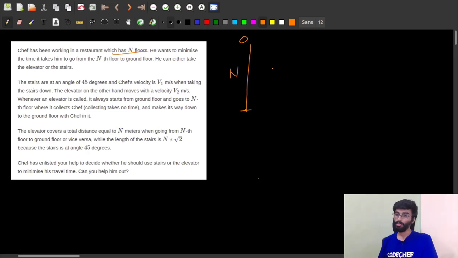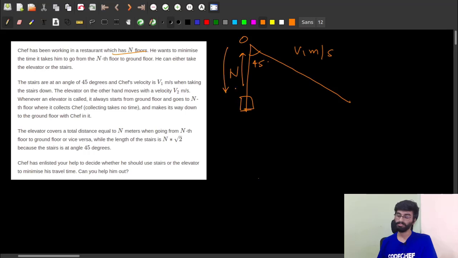So there are two ways to go down, via stairs and another one is through elevator. So the stairs are at 45-degree angle from the nth floor, and the speed of walking on stairs is v1 meter per second, and the elevator is initially at the ground floor as stated here. And if the chef wants to go down via elevator, he first has to call the elevator at the nth floor and then he can go down with that, like this.